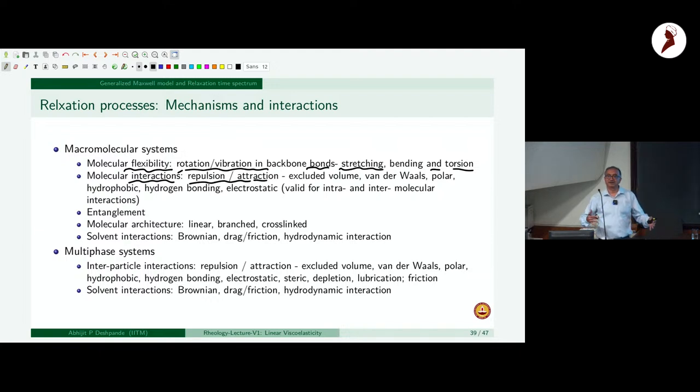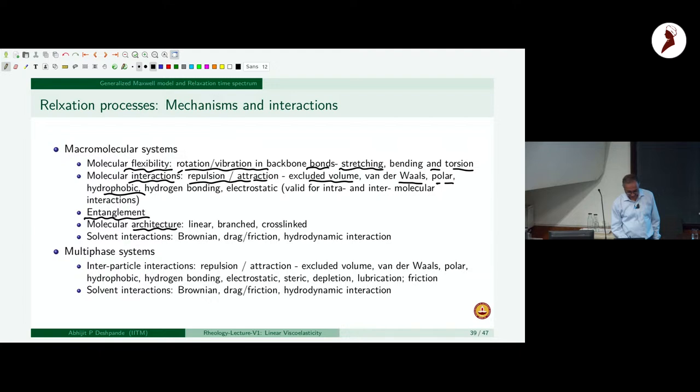And then there are several different classes in which we look at these, whether it's excluded volume, which is repulsion, or polar interactions, hydrophobic interactions. In the case of polymers, this is valid for both inter- and intra-chain interactions. So even for a very dilute polymer system, you have to consider these when you are looking at the rheology of those systems. And with higher concentration, entanglement is a major descriptor.